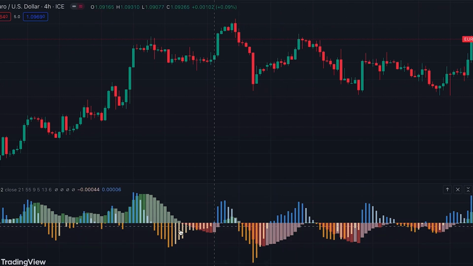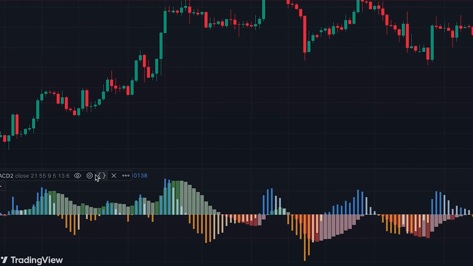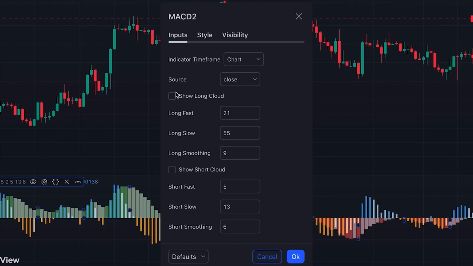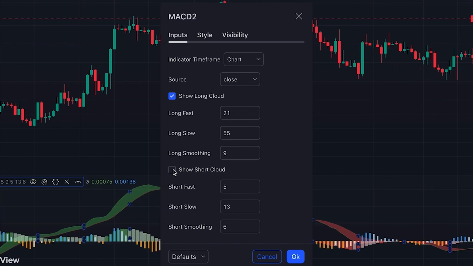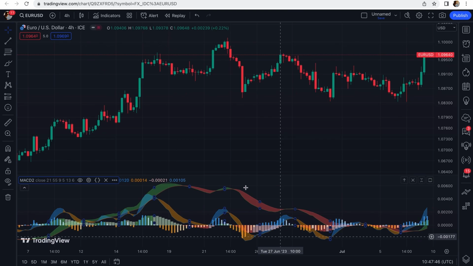And for the shorter MACD, it's shown with blue and orange color. When it's above 0, it's in blue color with different shades depending on momentum, and when it's below 0, it's in orange color with different shades for increasing or decreasing of momentum. By default, MACD line and signal line are not activated, but you can add them here in the settings by showing long cloud and showing short cloud, and now they are added to our chart.